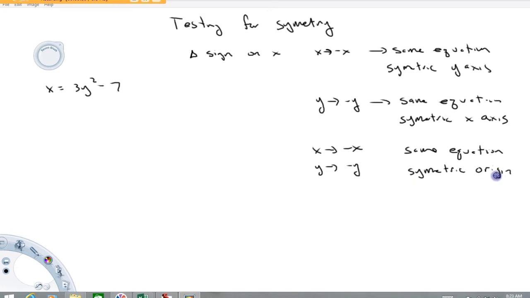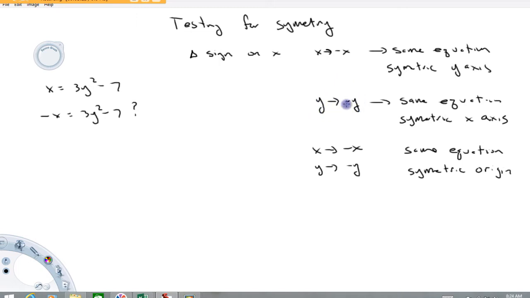So I'm going to apply these tests of symmetry to various equations, starting with this one. What does that look like? First we'll test it for symmetry about the y-axis. We'll replace the x with a minus x. And then we'll ask ourselves, is this the same equation? And the answer is no. Minus x equals 3y squared minus 7 is not the same thing as x equals 3y squared minus 7. So this is not symmetric about the y-axis.